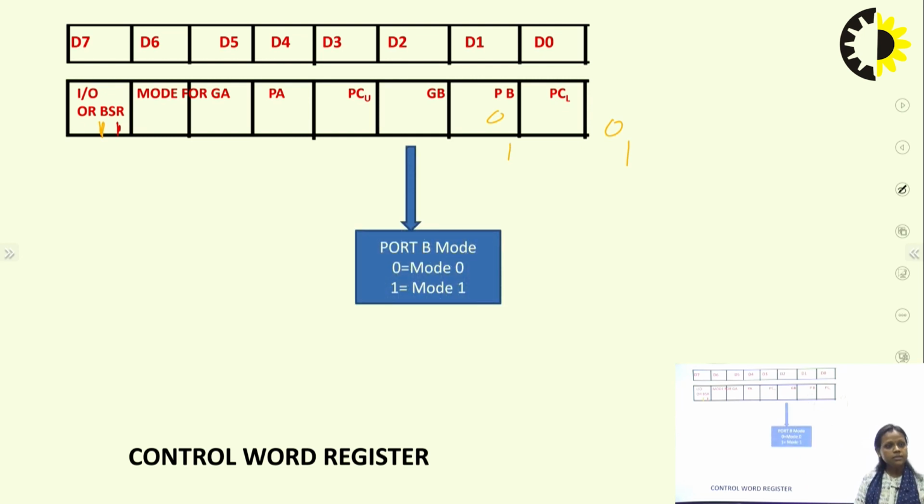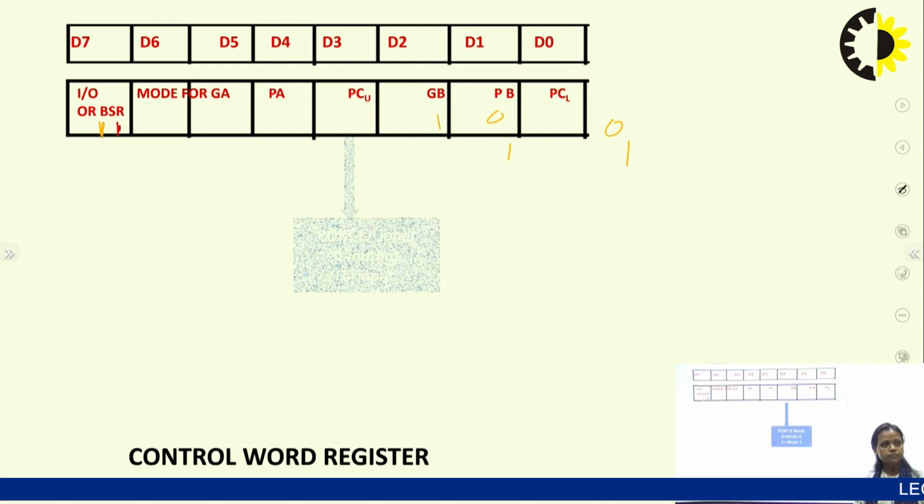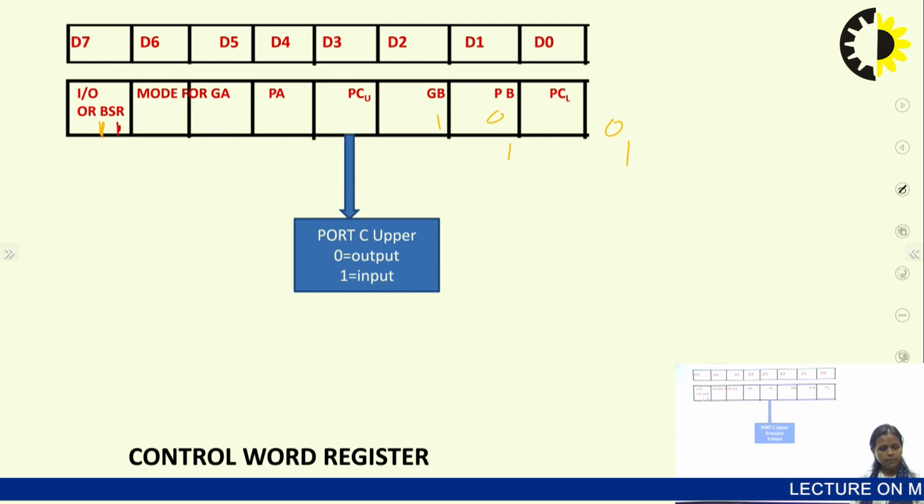Then this is the port B mode. In which mode, like group B, we want to work: in mode 0, we will give 0 here. If we want to select mode 1, then we will give 1 here. The next is port C upper. For port C upper, again for output we will give 0, for input we will give 1.